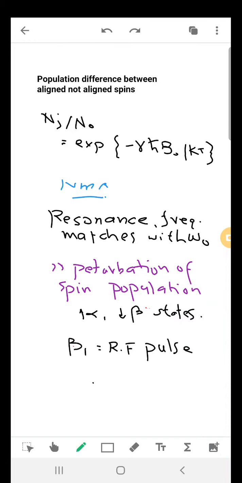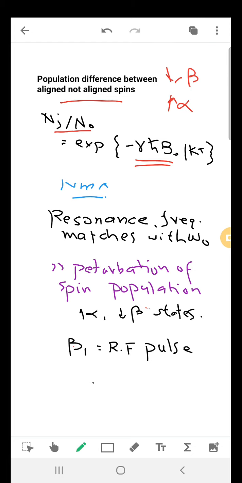Another thing is that when we apply a magnetic field, initially there will be some electrons in the spin-up state, which we take as alpha, and some electrons in the spin-down state, which we take as beta. The difference in population, as we know, is expressed by the Boltzmann distribution, based on the energy difference between the up state and down state.